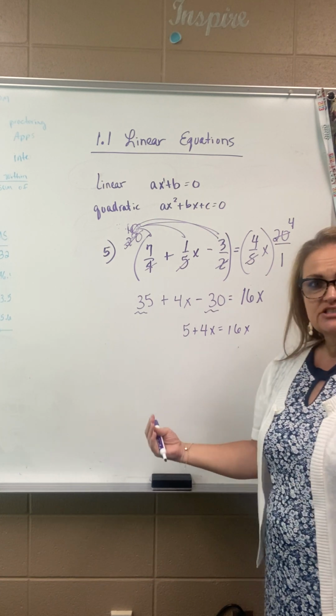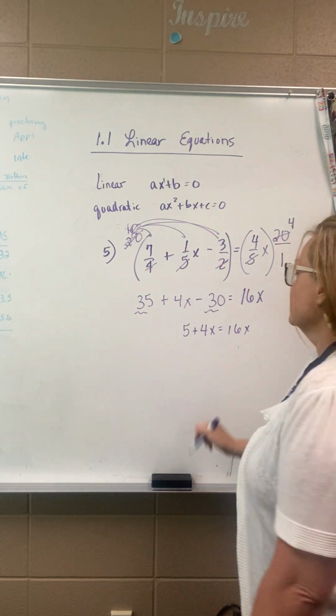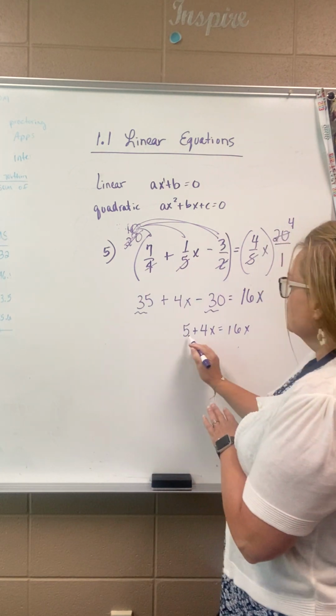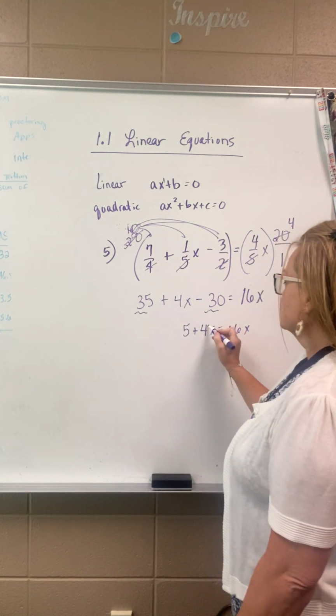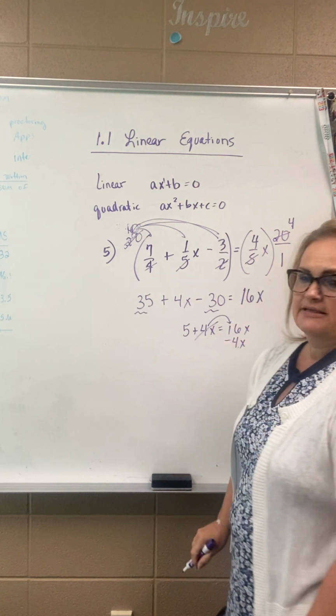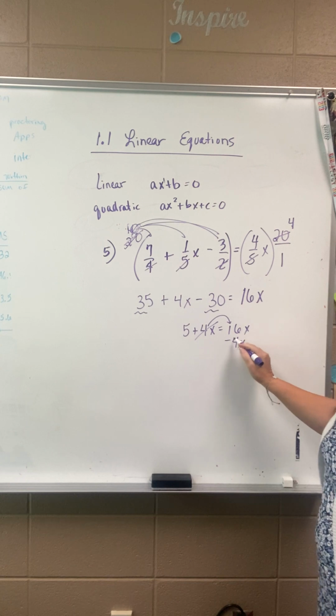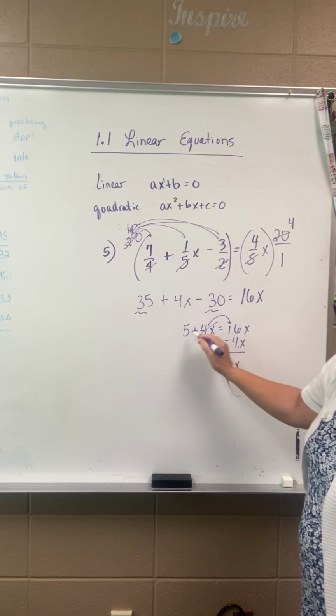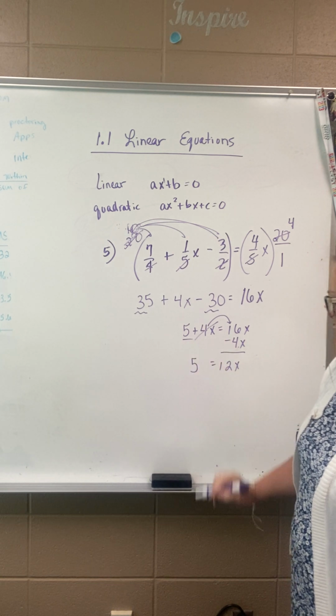So simplify each side as much as possible. Then variables on one side, constants on the other. So there's only one constant, so I'm going to let it sit still and take the 4x to the other side, making it minus 4x. 16x minus 4x is 12x. And then there's the 5 on that side, just 5.